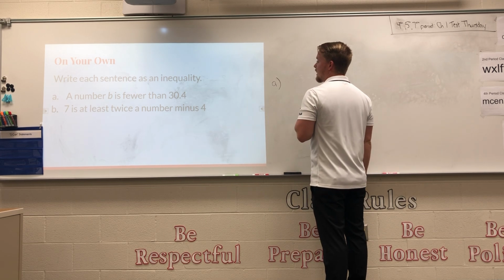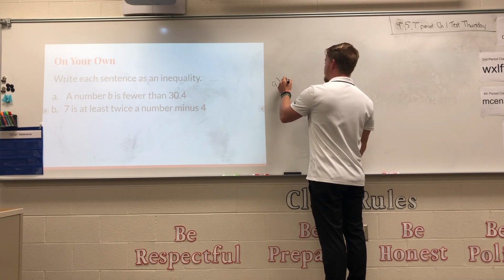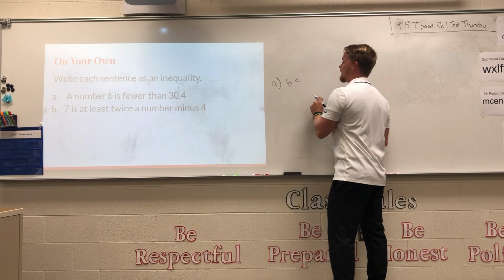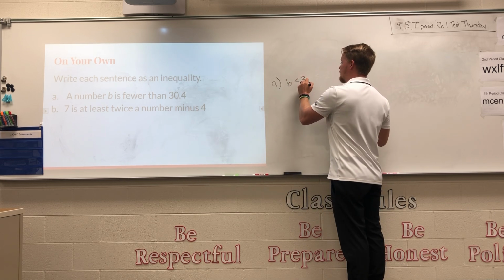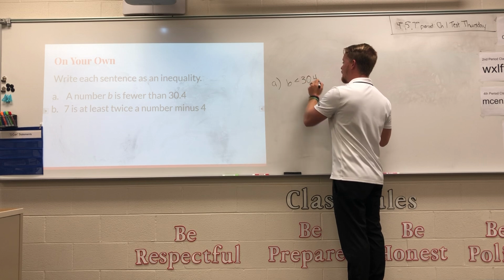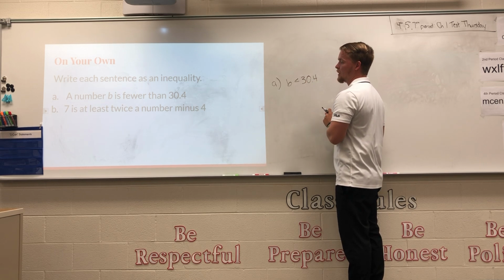So the first one, a number B is fewer than 30.4. That would be represented by B, fewer than is the less than sign, 30.4. So B is less than 30.4 is the first one.